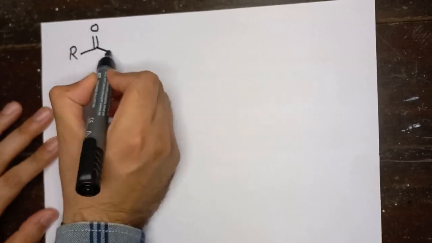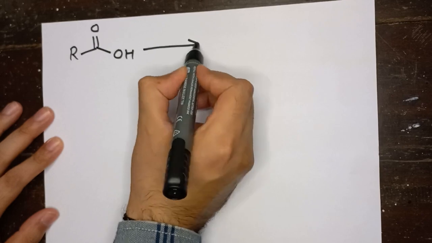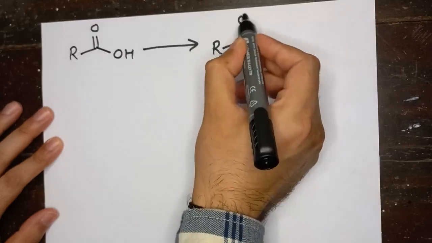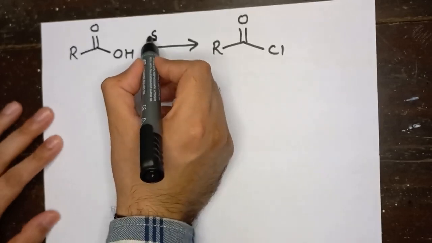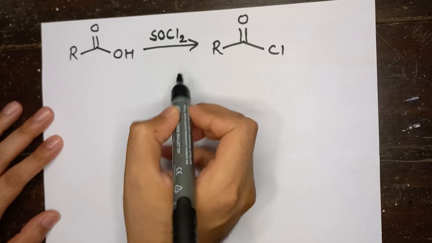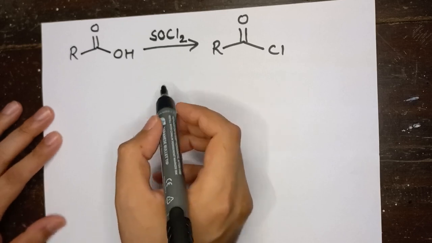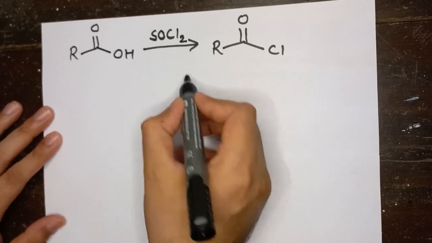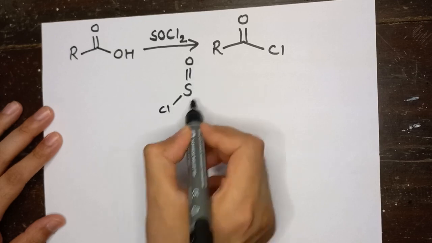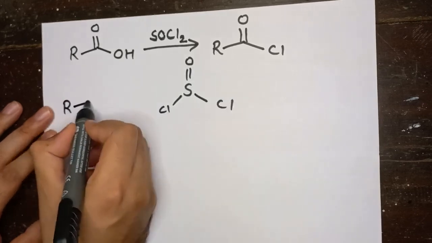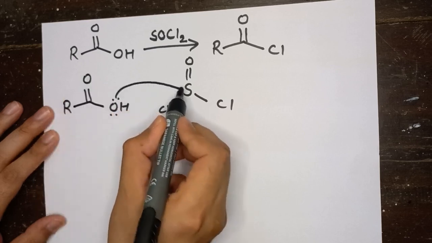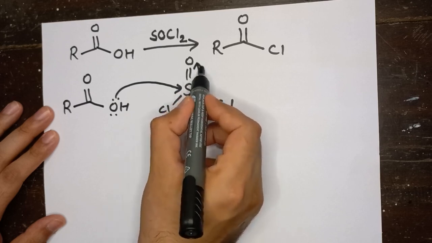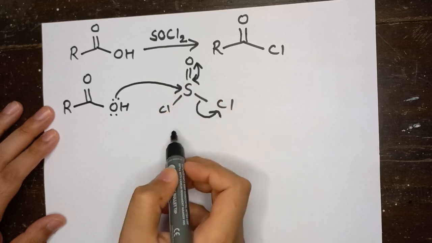Okay, so in the first step, we convert carboxylic acid into acyl chloride, and the reagent we use is called thionyl chloride, SOCl2. So mechanistically, the structure of SOCl2 is like this. Now the oxygen of carboxylic acid, its lone pair, is going to attack at this sulfur. Through conjugation, the Cl group is going to leave.